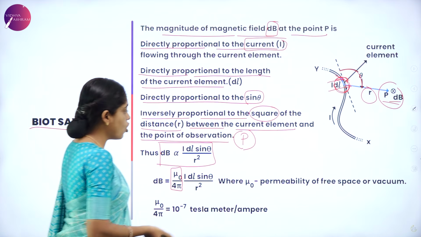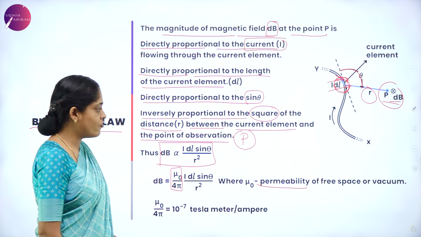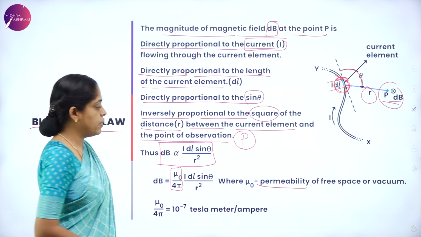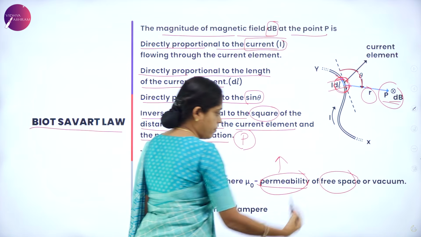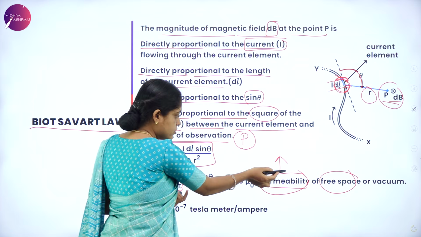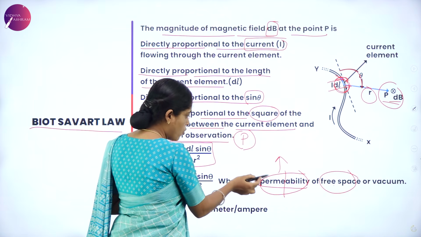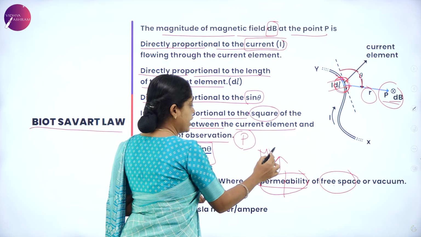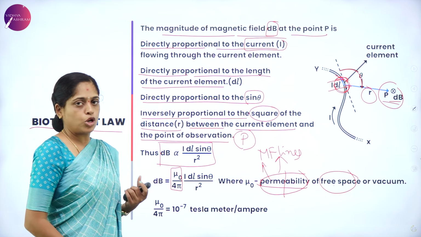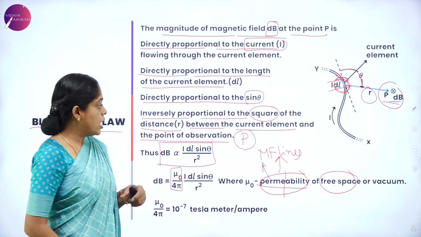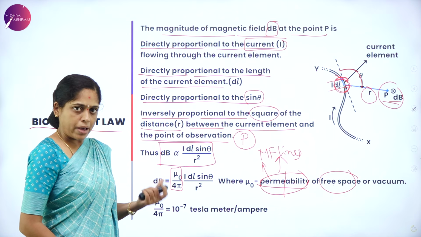In this, mu naught is the permeability of free space. What is permeability? Permeability is the ability of the medium. The name itself gives a meaning: the ability of the medium to allow magnetic field lines. If it is permittivity, then you have to consider electric. Here it is permeability, and we are dealing with moving charges and magnetism.